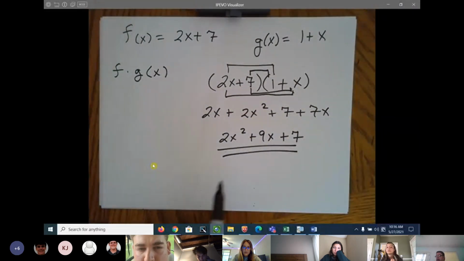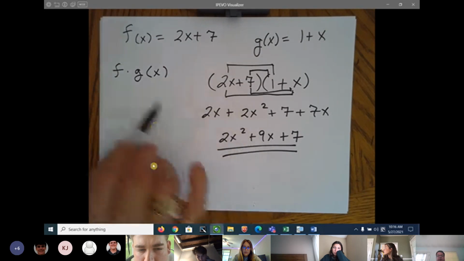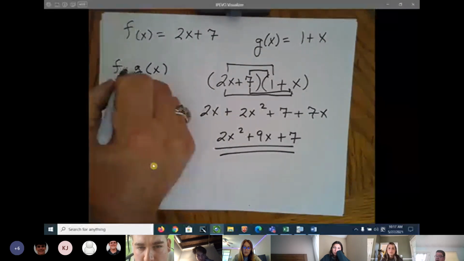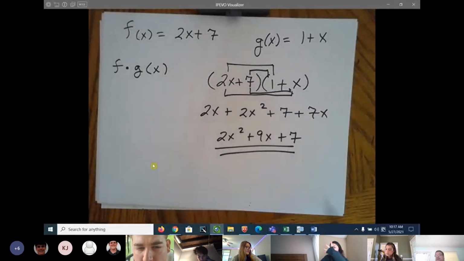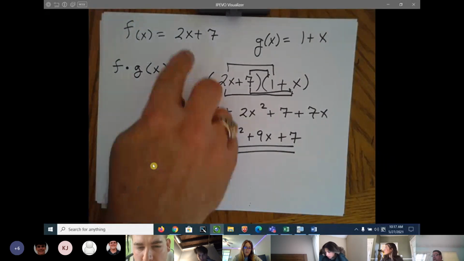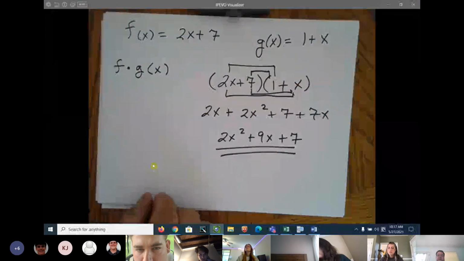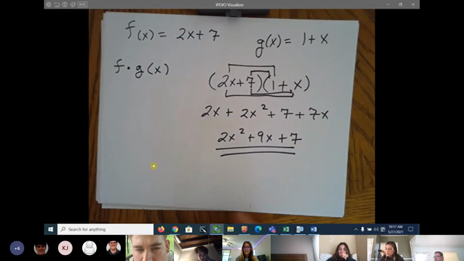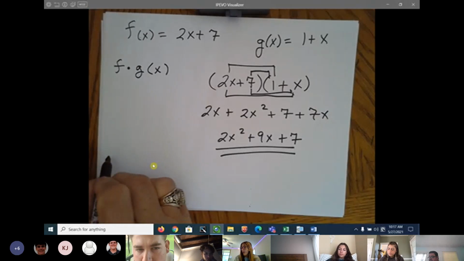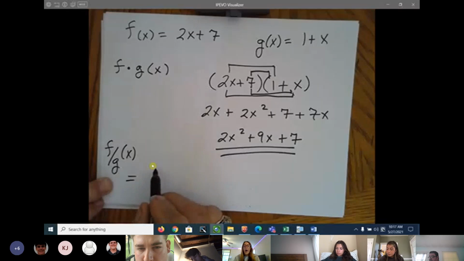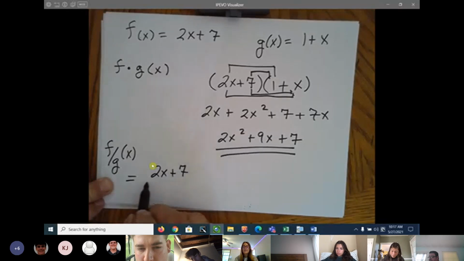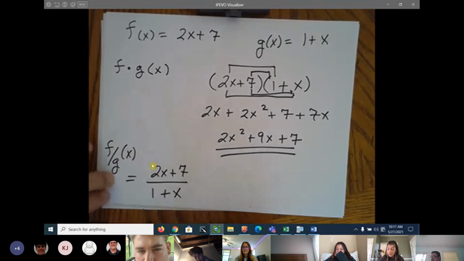Again, this is more like Algebra 1. You hold your pinky up when you write it like this, and that's a big dot. And then you say, well, I'm going back to Algebra 1 and do it this way. That's all you do. Now, division, there's not much you can do with this except make it a fraction because you can't cancel anything. F divided by G of x is going to be equal to 2x plus 7 over 1 plus x. And there's really not anything you can do besides that.